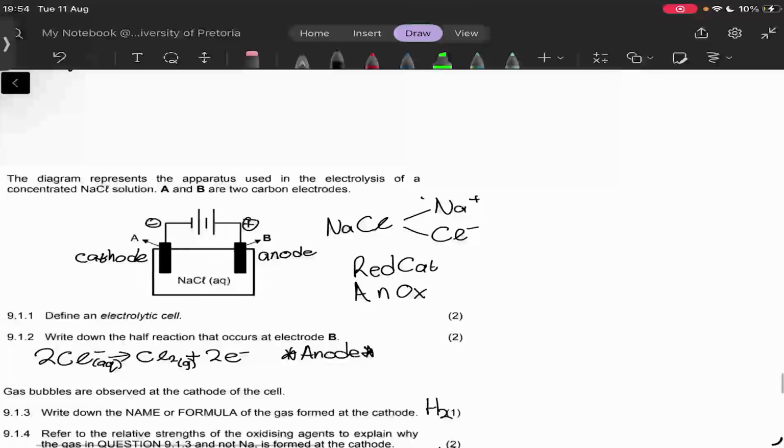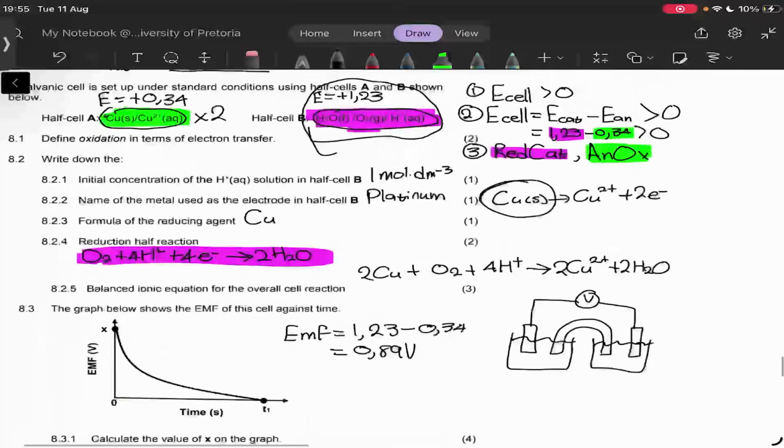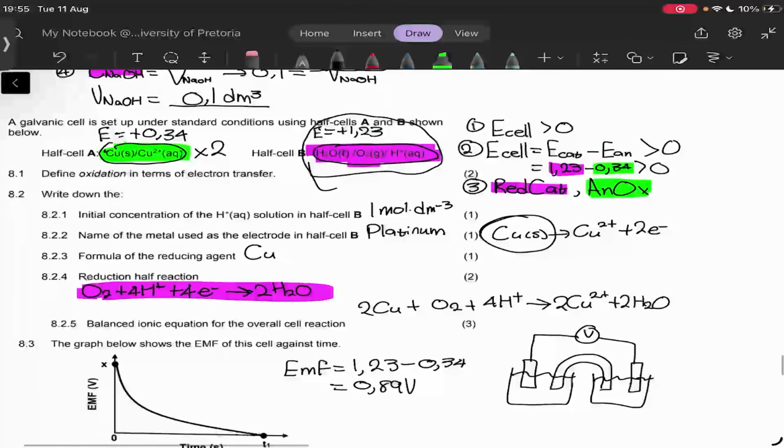For an electrolytic cell, we know that the cathode is negative, but for a galvanic cell, the cathode will be positive. So it is a matter of going through the material.